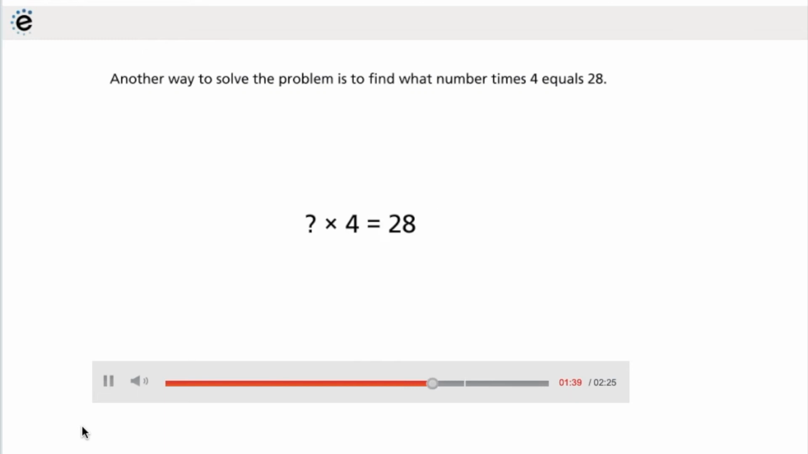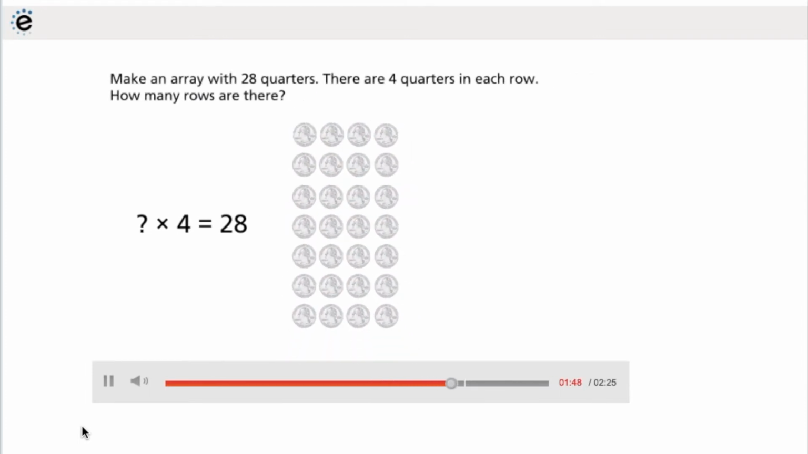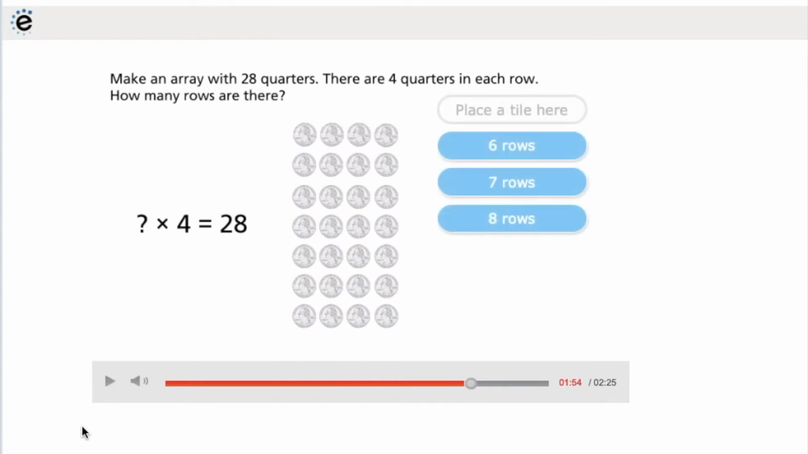Another way to solve the problem is to find what number times 4 equals 28. Make an array with 28 quarters. There are 4 quarters in each row. How many rows are there? Select your answer. How many rows are there? So your options are 6, 7, and 8. So all you need to do is count the rows. So we know there's 1, 2, 3, 4, 5, 6, 7 rows.